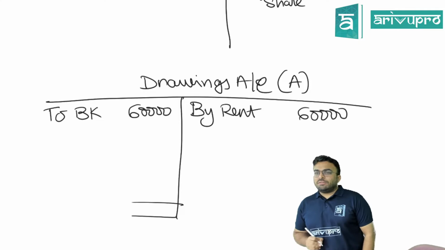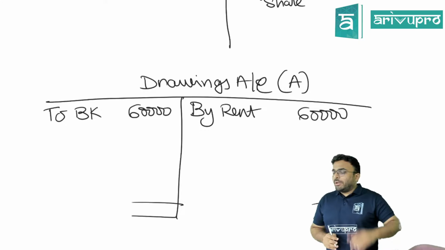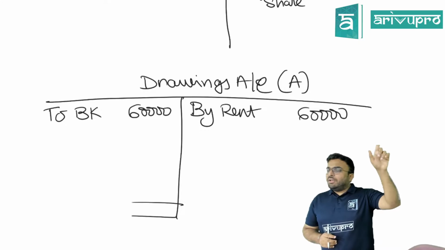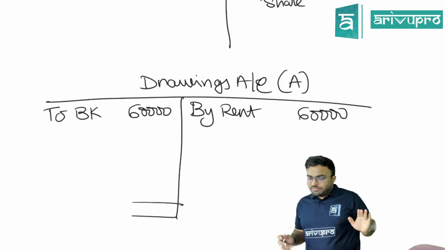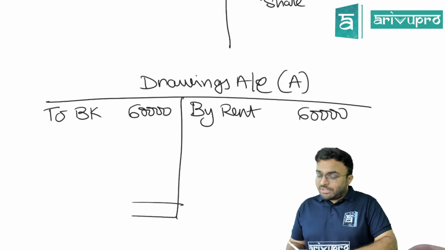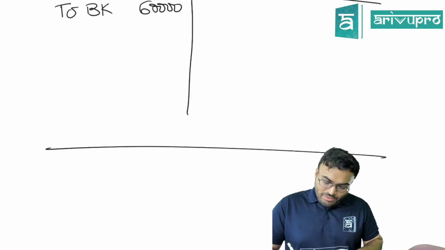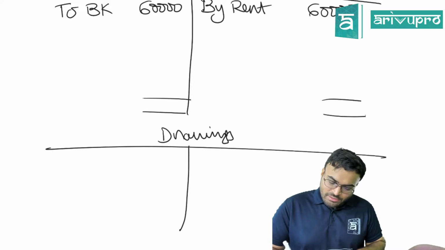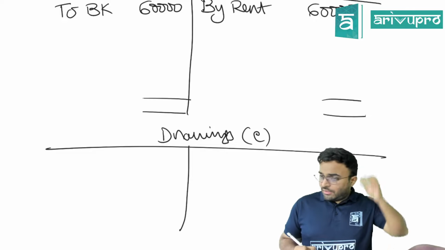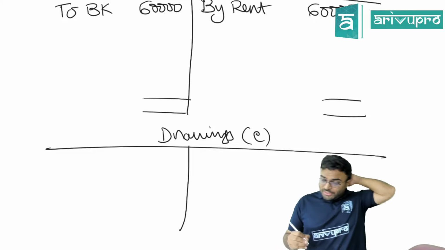By rent 60,000. Are you getting this? Because you wrote by rent 60,000. Okay, the profit got reduced and that reduced profit is distributed. Are you following? Is there one more mistake? One more mistake, is there no drawings? Whose drawings that is? Kriti. C. Drawings of C.